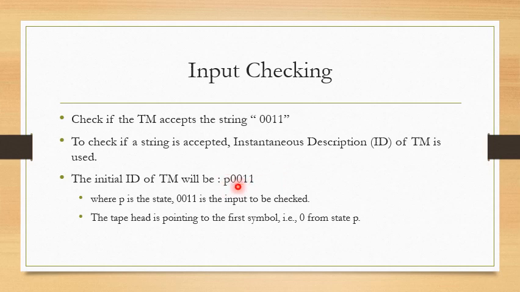The state P is the starting state, and 0011 is the input we have to check. After all the inputs are complete, we have to reach the final state, which is the state T. In that case, the input is accepted. If not, the input is not accepted. The state P here means the tape head is over this input symbol 0.